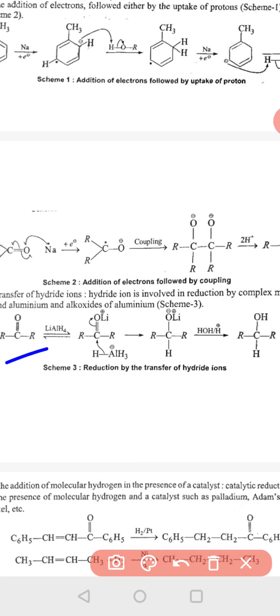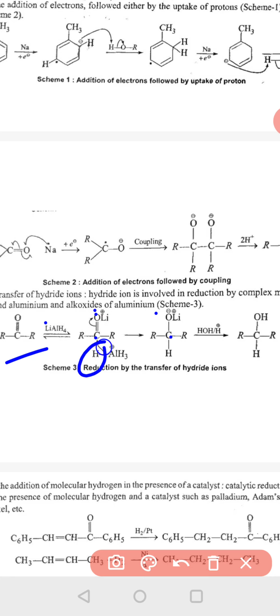फर्स्ट स्टेप में देखिए लिथियम प्लस ये ऑक्सीजन के पास आ जाता है because oxygen has lone pair of electrons. In the second step complete transfer of CO pi electrons takes place. Oxygen gets minus charge, carbon gets plus charge.